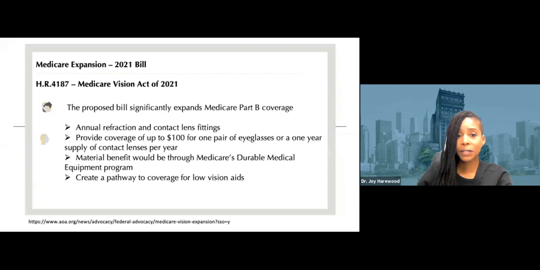Now, this is something that has been introduced. It has not been passed. It's part of the large infrastructure legislation that's being proposed by the current administration. But it could mean a lot of improved access for us. This is why we need to be part of our legislative organizations and help to stay informed so that things like these can pass. And in order to stay up to date on whether or not this will pass, just keep up to date with your legislative organizations. And I think we put some of those resources also on the previous slide.